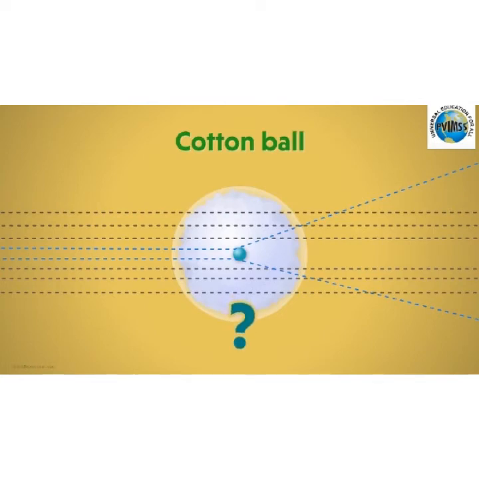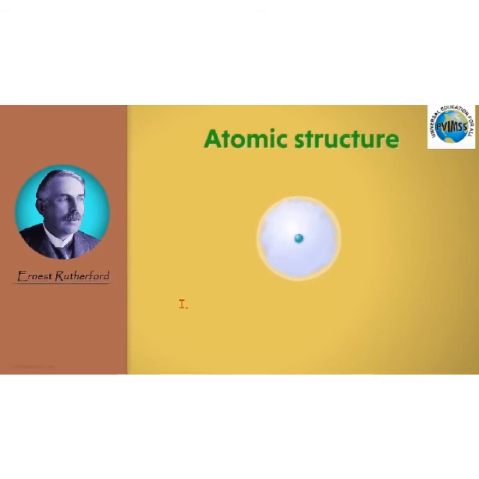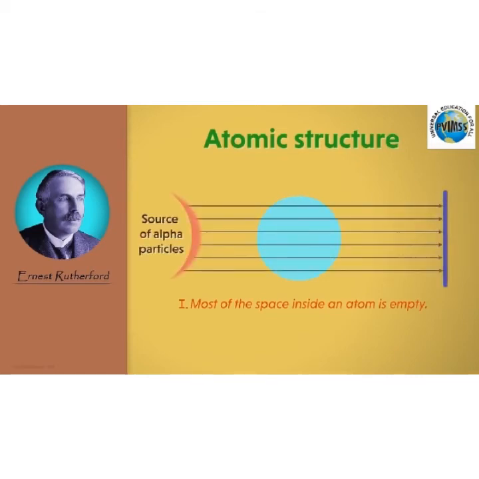But what happens if the bullet hits the center? It will bounce back because the central dense part is too hard. It is similar to what Rutherford thought about the atom. He concluded that most of the space of an atom is empty, so alpha particles can easily pass through it. Secondly, he concluded that most of the positive charge is occupied in a small, dense space.